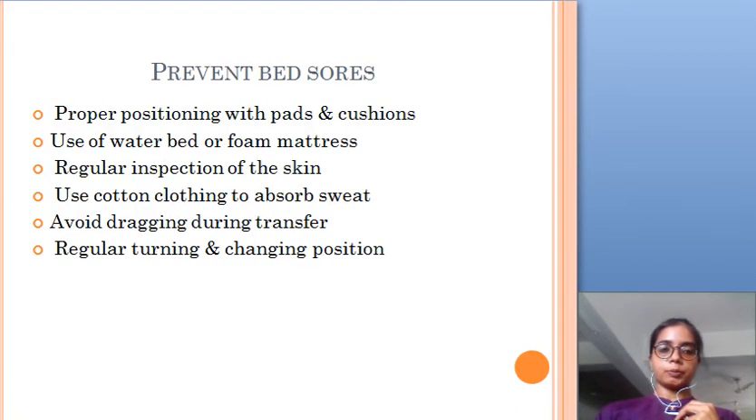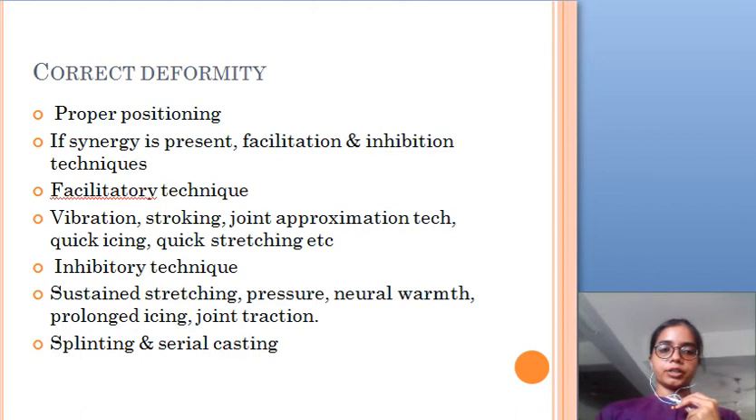Prevention of bed sores: proper positioning with pads and cushions, use of waterbed or foam mattress, regular inspection of skin, use of cotton clothing to absorb sweat, avoid dragging during transfer, regular turning and changing position. Correction of deformity, proper position. If synergy is present, go for facilitatory and inhibitory techniques. The facilitatory techniques include vibration, stroking, joint approximation techniques, quick icing, quick stretching. Inhibitory techniques include sustained stretching, pressure, neutral warmth, prolonged icing, joint traction, splinting, and serial casting.